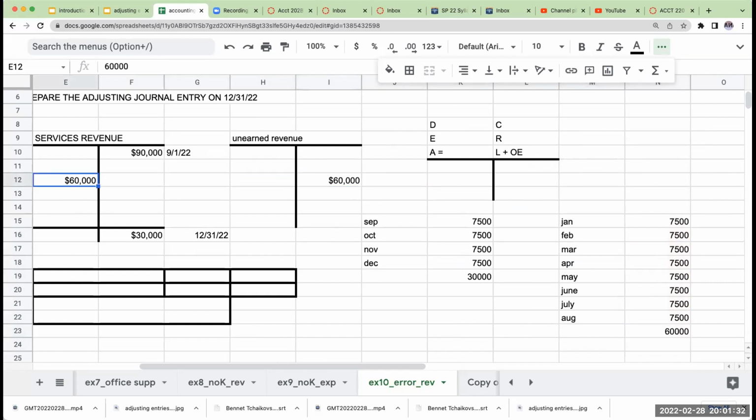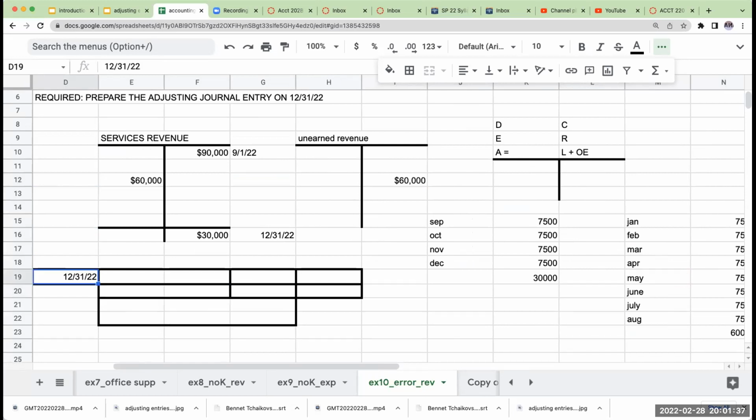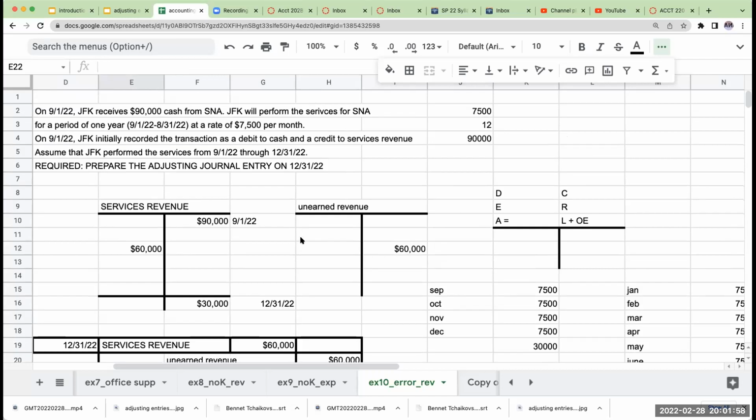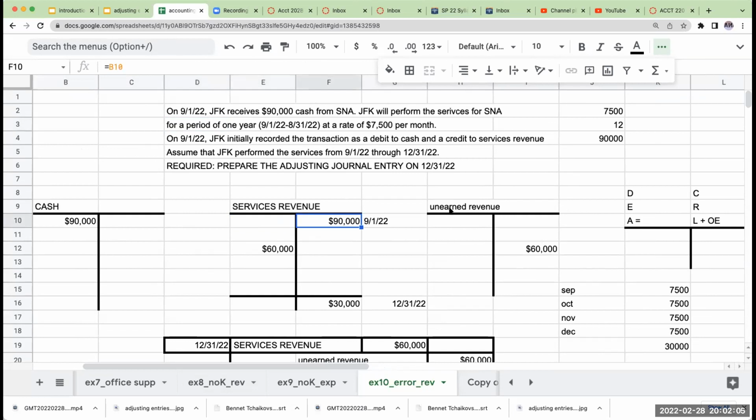So what I'm going to do now is to do the adjusting entry on 12/31/22. I'm going to go ahead and debit services revenue. I'm going to credit unearned revenue. And this is going to be over here for 60, and then also over here for 60. And this is going to be to adjust consulting services revenue. Again, this is a situation where there was kind of an error that was made because when they got the money, they should have credited not services revenue, but unearned revenue.